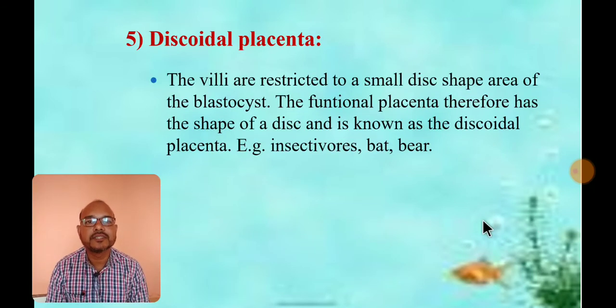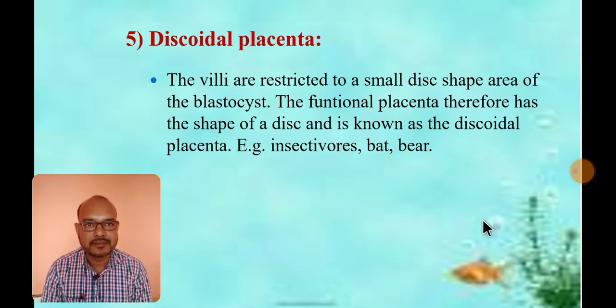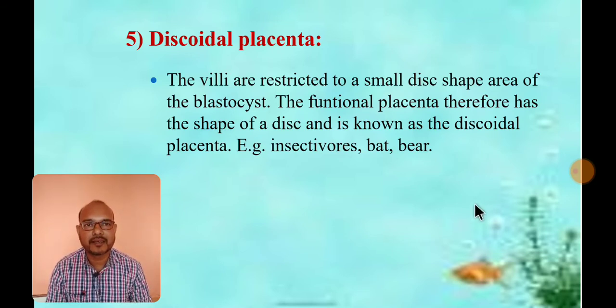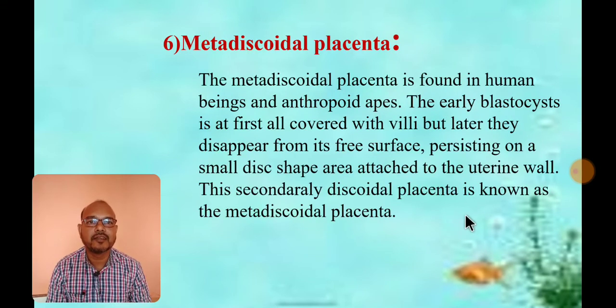The last one is the discoidal type of placenta. The villi are restricted to a small disc-shaped area of the blastocyst. The functional placenta therefore has the shape of a disc and is known as the discoidal type of placenta. Mostly the examples are in insectivores, bat and bear. So we have already seen the diagrammatic presentation as well as the text-related information.